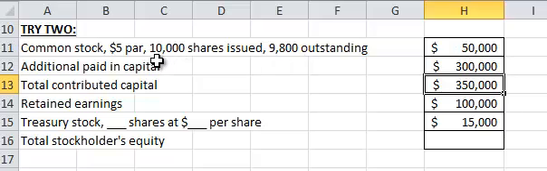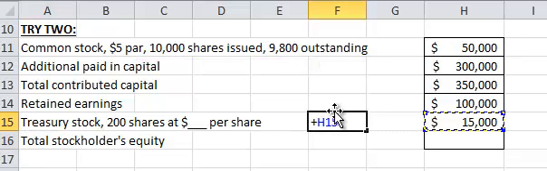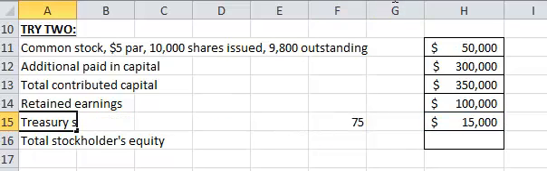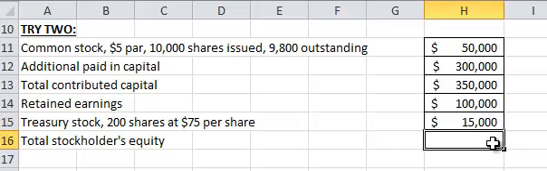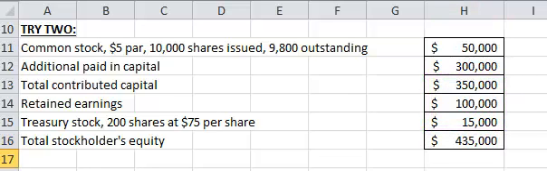Looks like we have 200 shares in treasury, the difference between the 10,000 and the 9,800, and there's 15,000 in treasury. So how much is that per share? 15,000 divided by the 200. So now it looks like the treasury is $75 per share. So now we can get total equity, the total contributed capital plus retained earnings minus treasury. Remember that. And that's the total shareholders' equity for try number 2.